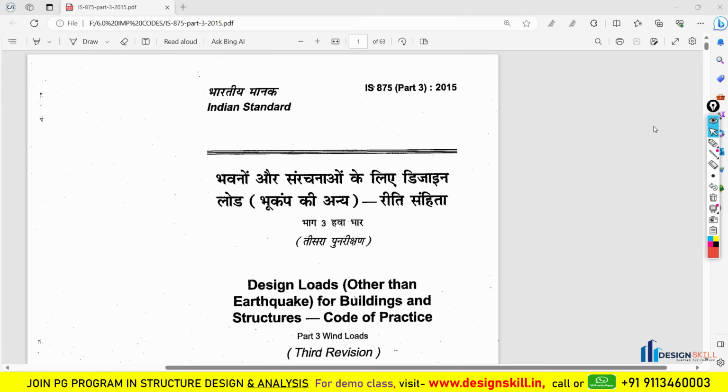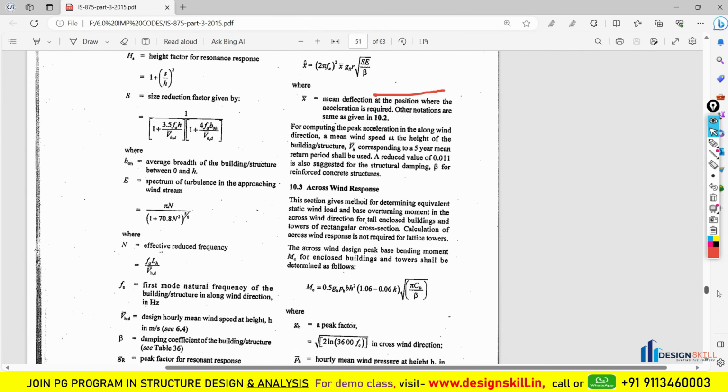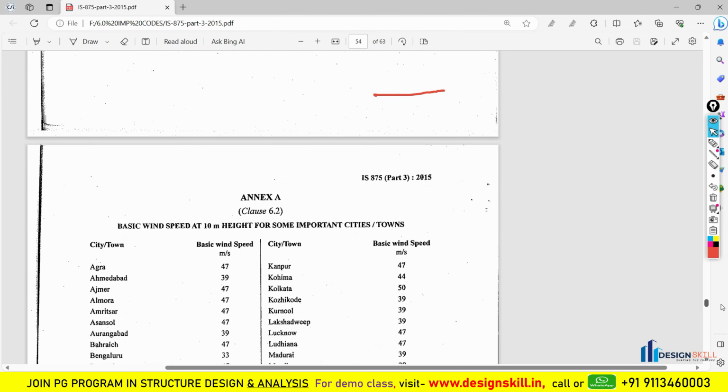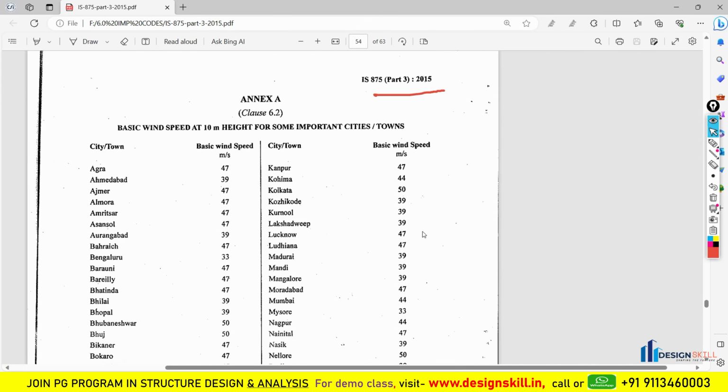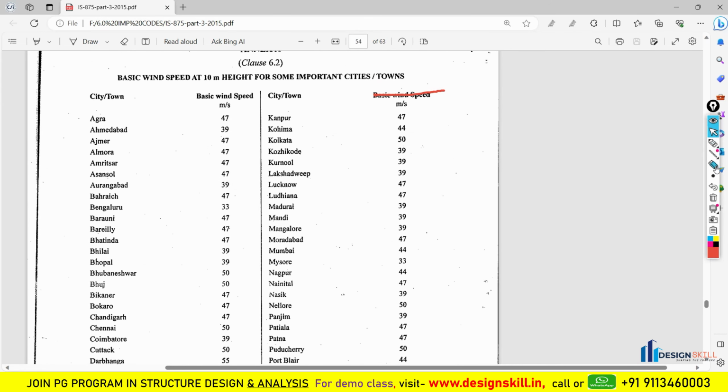So this is the code IS-875 part 3 2015, and when you move to page number 51, you will find that for particular cities we have a wind speed. Let's suppose that for Bangalore we have a wind speed of 33 meters per second, for Lucknow we have 47, for Mysore we have 33.